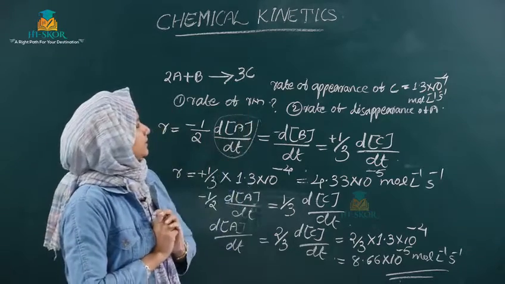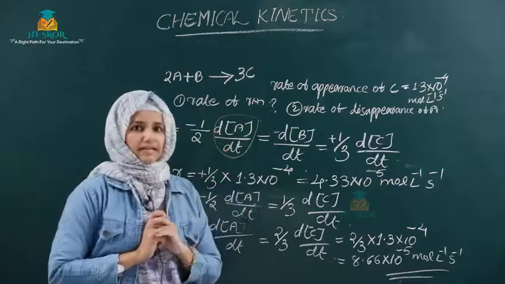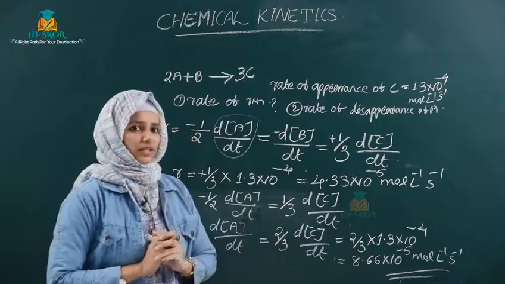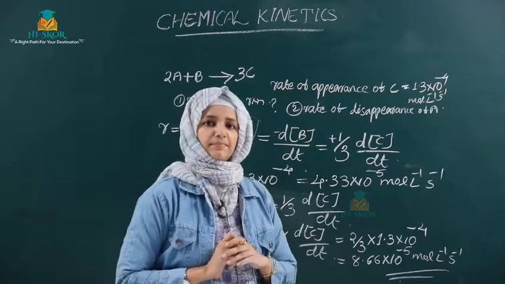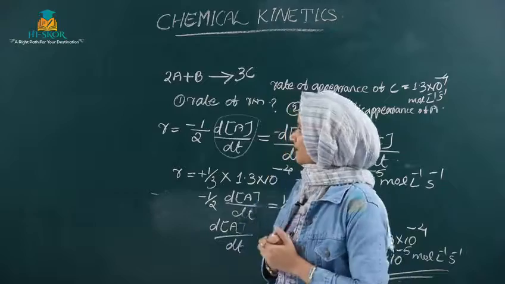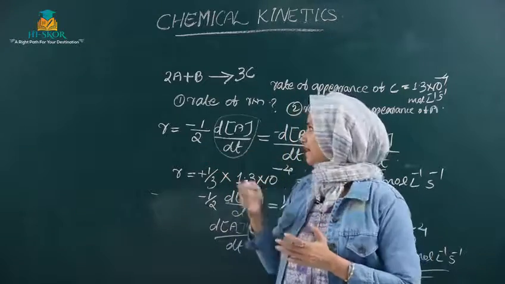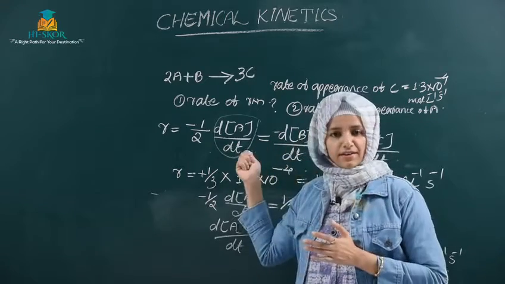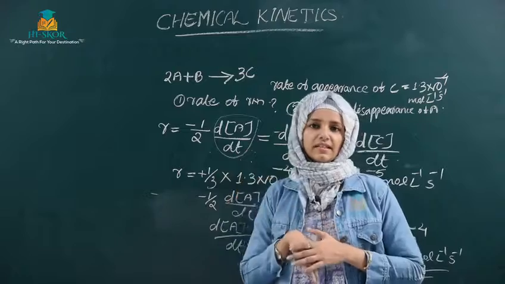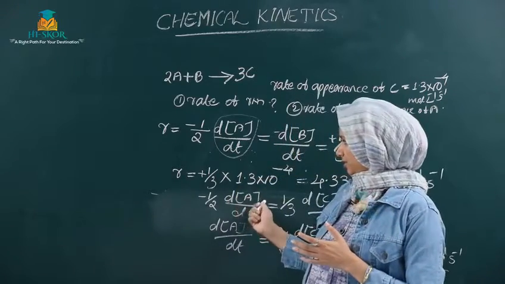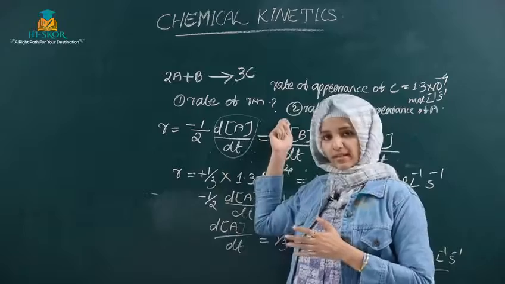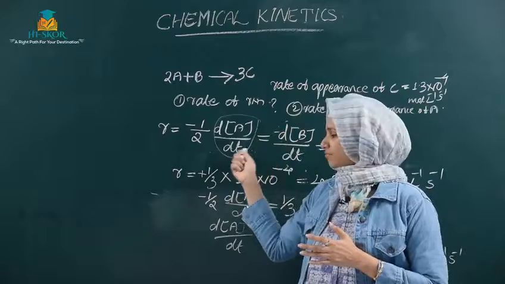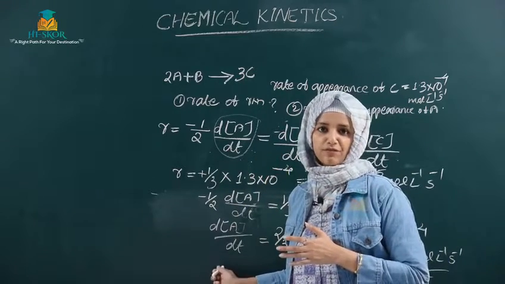Okay, so what is the question here? 2A plus B gives 3C, given the rate of appearance of C, and you have to find out the rate of the reaction and also the rate of disappearance of A. Rate of reaction, how will you find out? You know the equation, we just studied. By using that equation you find out the rate of the reaction in terms of C. Why did we use C here? Because the given term is C here. Okay, then after finding the rate, next you have to calculate the rate of disappearance of A. Okay, so by comparing these two you can simply find out the rate of disappearance of A also.